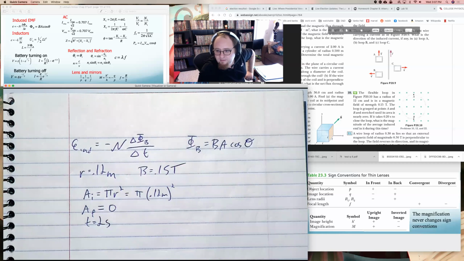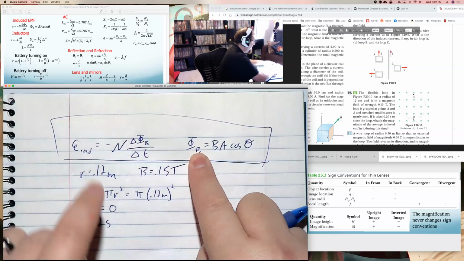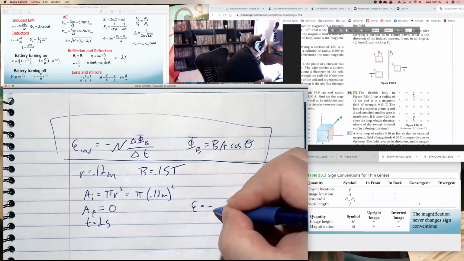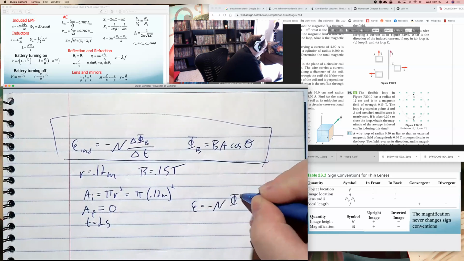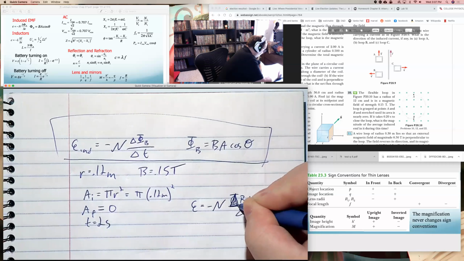What's the induced EMF? What you're going to do when you do induced EMF problems is, for the most part, take this equation and plug into it. This means induced EMF is negative N change in B A cosine theta over change in T. I don't know why I put that symbol, not change in. That was a mistake.